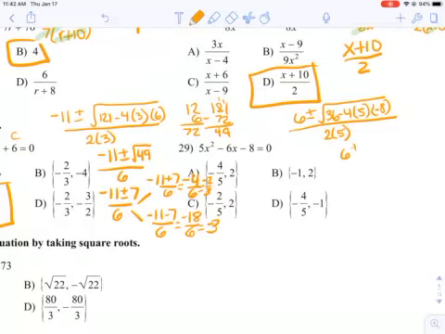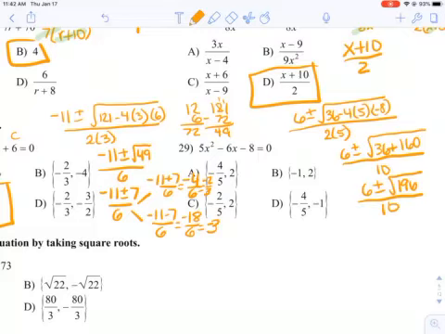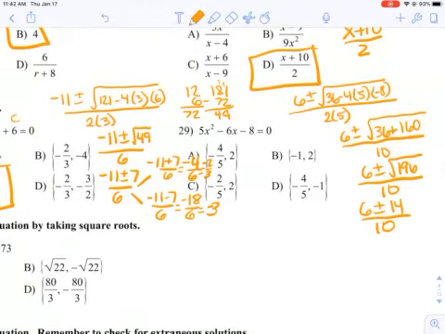So you're going to get 6 plus or minus the square root of 36 plus 160 over 10. So you have 6 plus or minus 196 under the square root over 10. So 6 plus or minus 14 over 10. So that's going to give you your two values. You have 6 plus 14 over 10, and you have 6 minus 14 over 10.